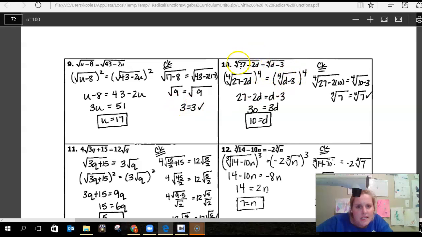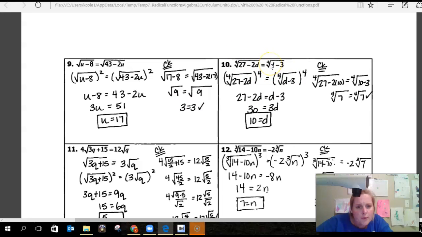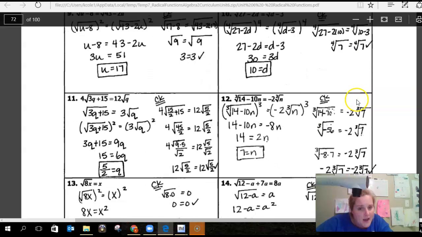Number 10 over here, this is the 4th root on each side, so we raise it to the 4th power. Again, it cancels. Get your like terms together. That gives you 10. Plug it in, do your check. Now, 7, if you simplify what's underneath the radical, you get 7. Well, 7's not a perfect 4th root, but you get the same thing underneath the radical on this side as you do the right side, so you're good to say that that is fine, okay?